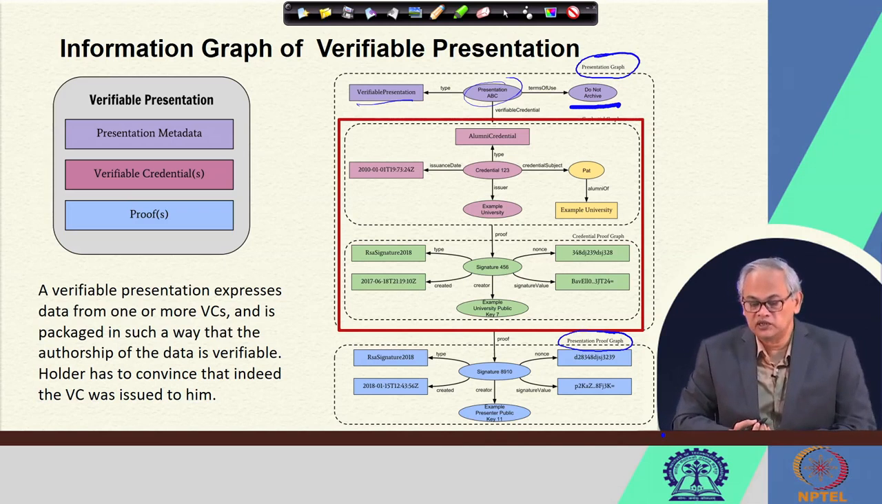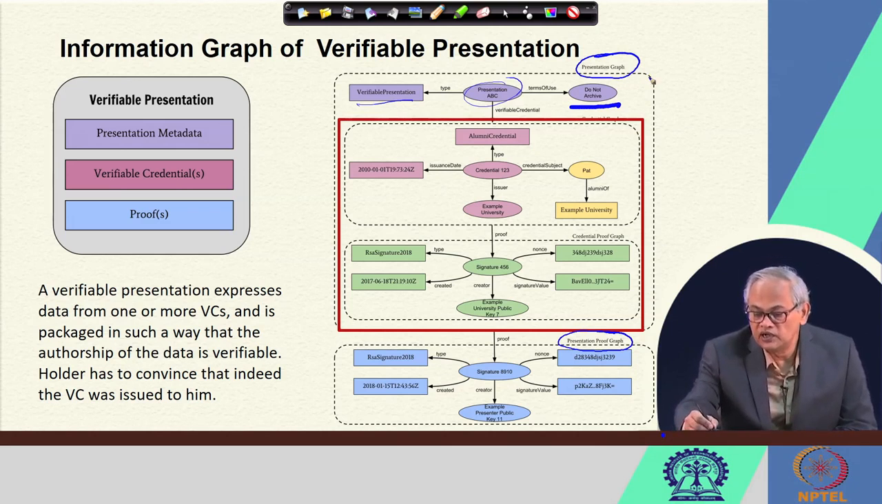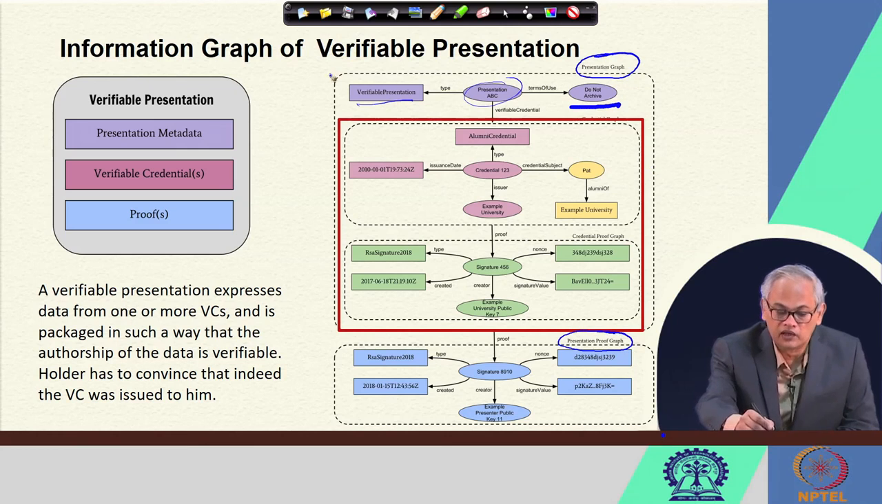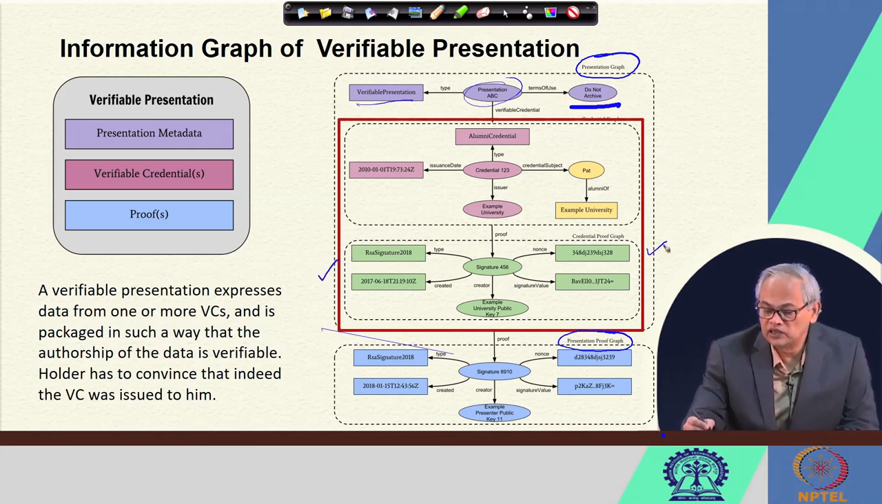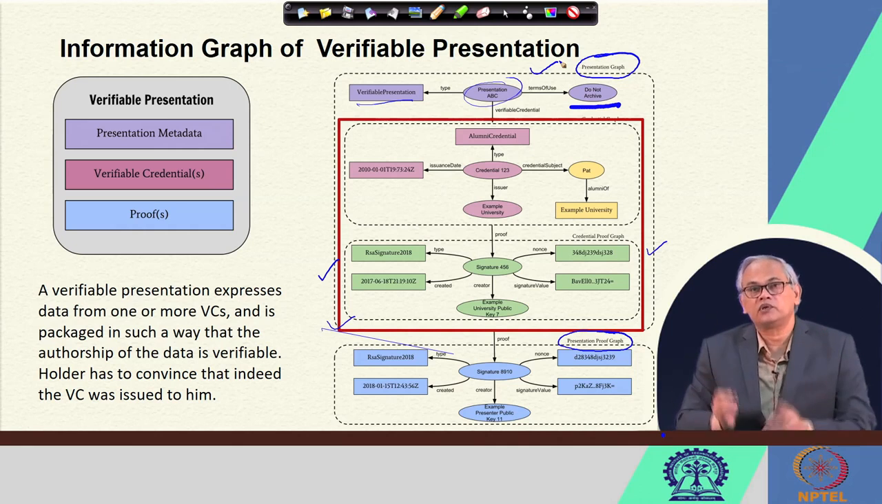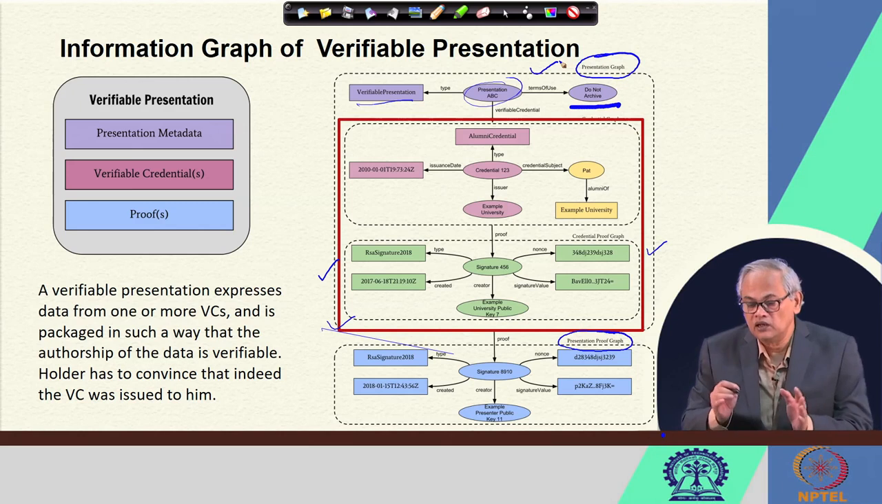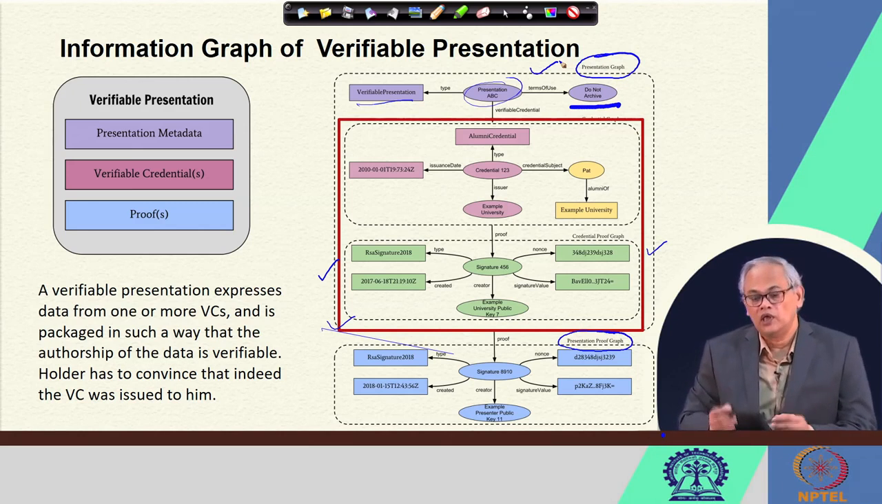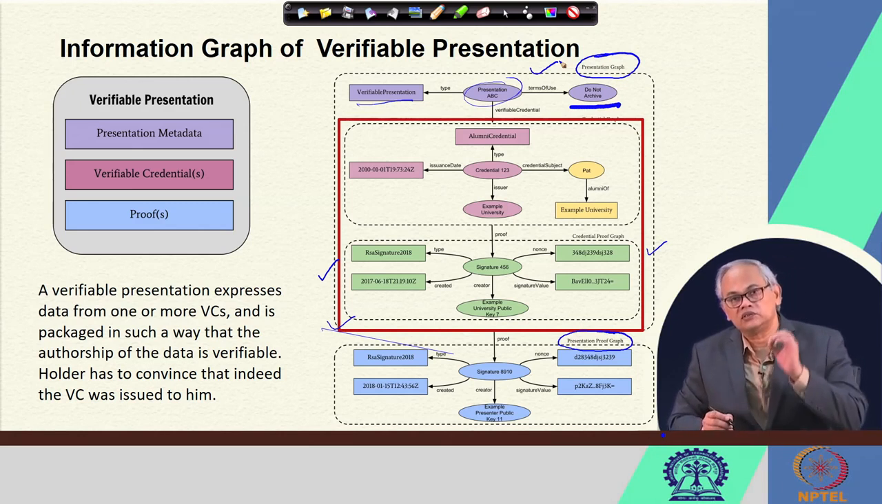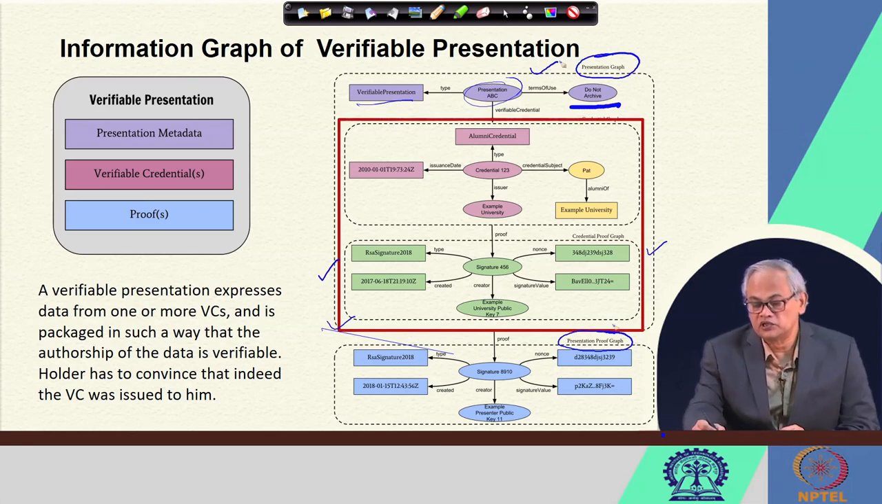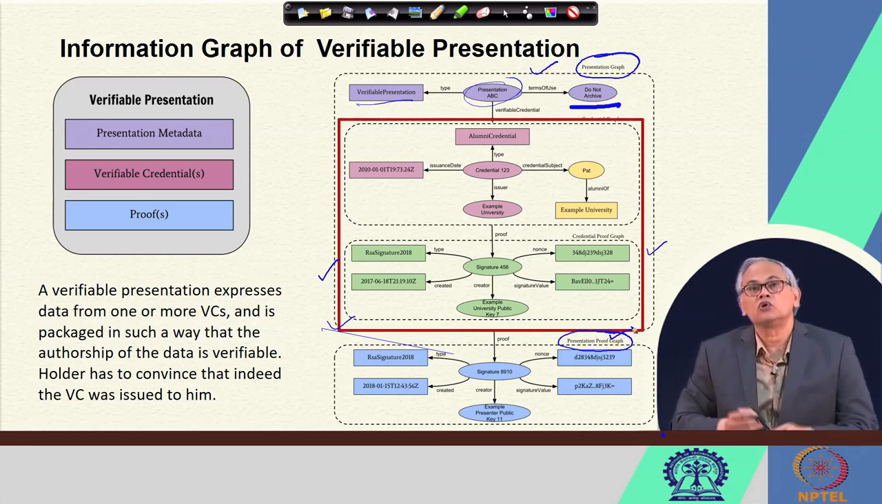So, what does it mean? It says that this is a proof that you see, this entire dotted rectangle here. If you look at this example rectangle that we have drawn here, that is the entire presentation graph, which includes the verifiable credential and its credential proof graph. And then when this is presented, along with that the presentation proof graph also is there.